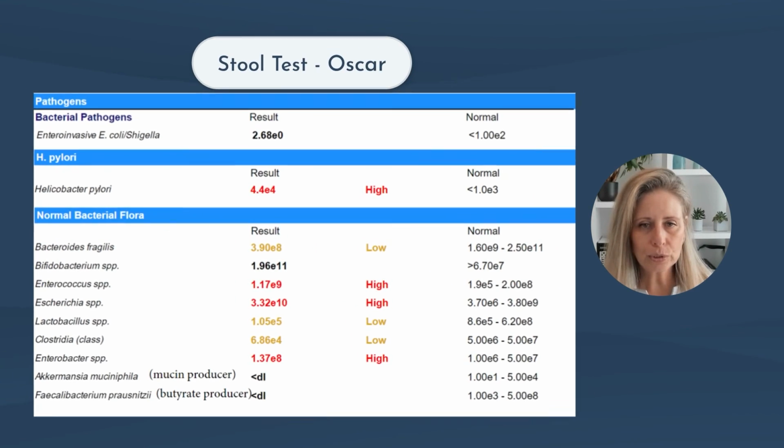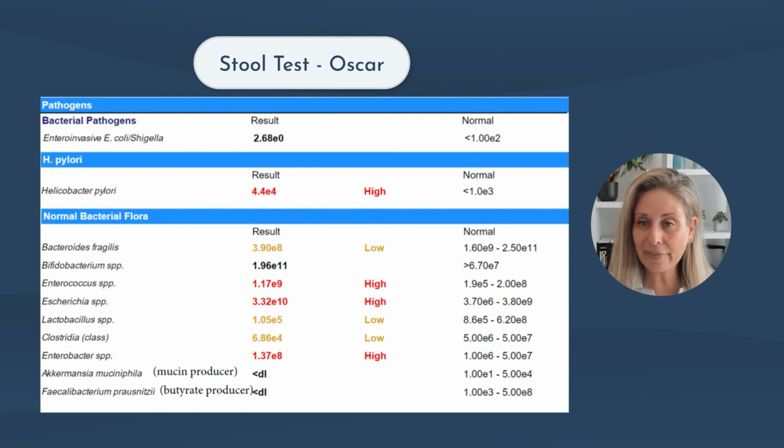So let's look at some of his stool test results. He actually had a pathogen show up, and while it's a very low amount, any amount of enteroinvasive E. coli/Shigella, we definitely don't want. So we want to clean that up. He has a very high level of H. pylori, or Helicobacter pylori. In his normal bacteria, he does have a leaky gut picture. He's missing Akkermansia muciniphila. He's also missing Faecalibacterium prausnitzii, which is a butyrate producer, and together, no or low Akkermansia muciniphila and no or low Faecalibacterium prausnitzii is kind of a picture of leaky gut.